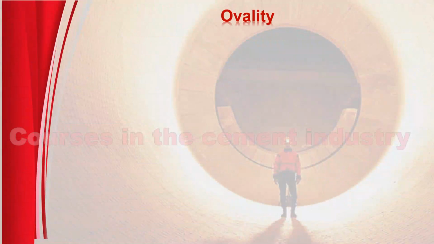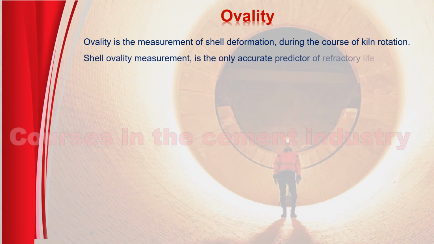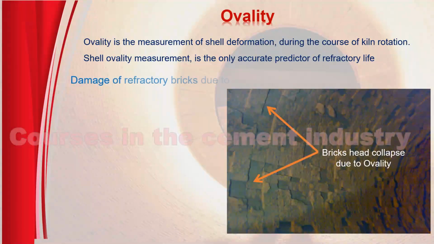Ovality. Ovality can be defined as the measurement of shell deformation during the course of kiln rotation. Shell ovality measurement is the only accurate predictor of refractory life. We can see in this picture damage of refractory bricks due to ovality, after about 3 months of kiln operation.